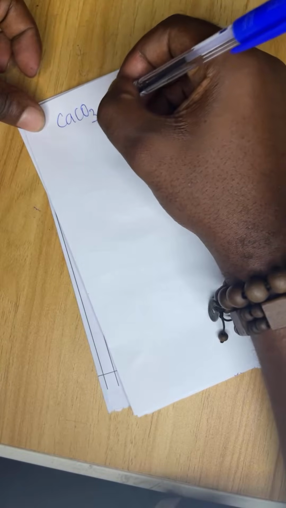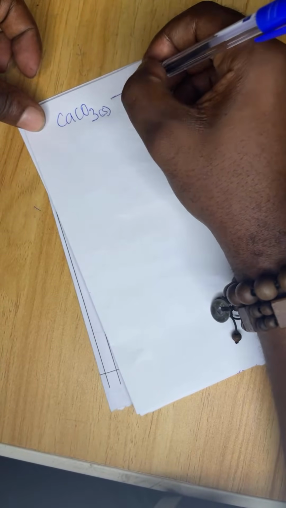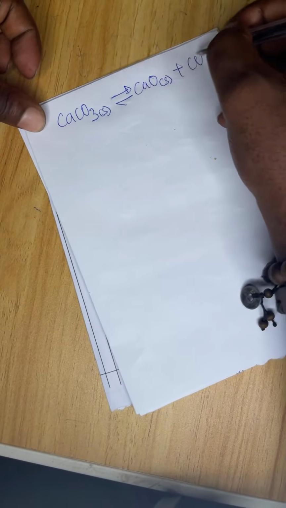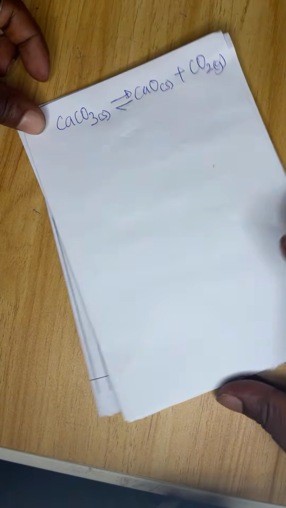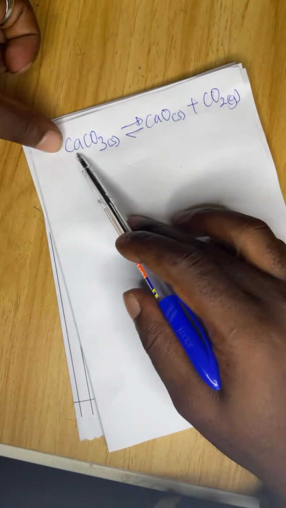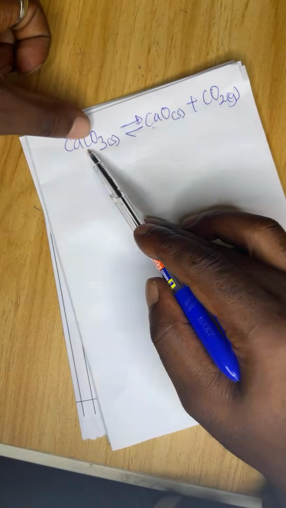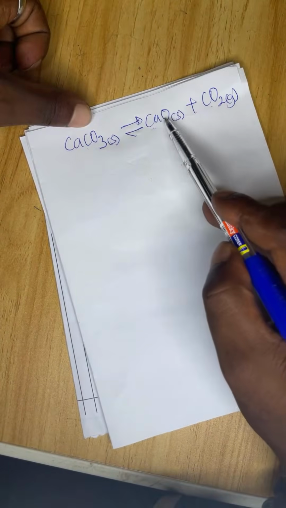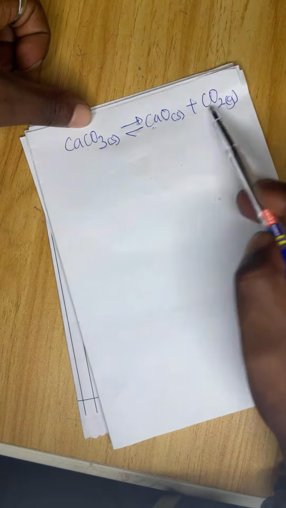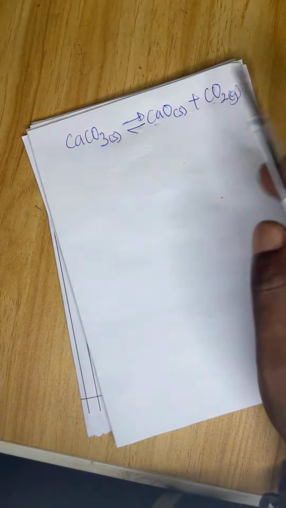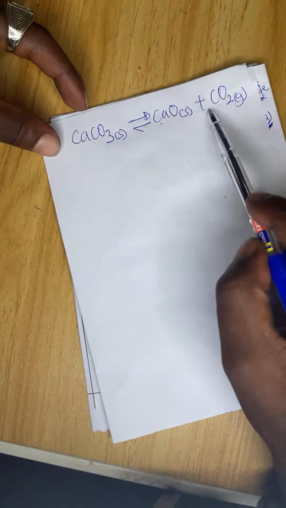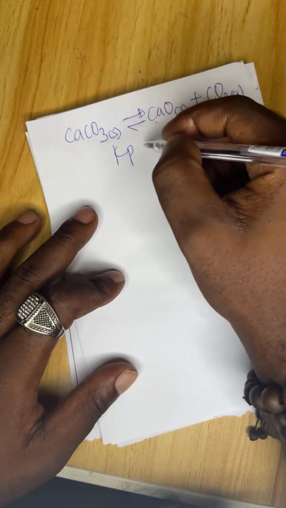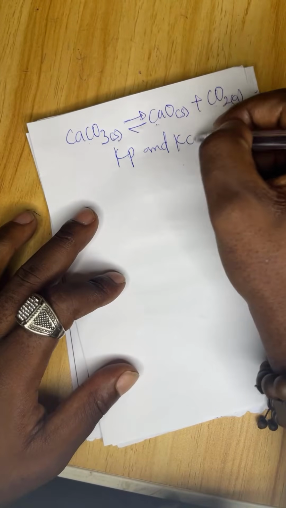CaCO3 solid to give CaO solid plus CO2 gas is balanced. Absolutely. Calcium here is 1, calcium here is 1, carbon here is 1, carbon here is 1, oxygen is 3 here, 0 plus oxygen 1 here plus 2 oxygen here, that's 3. So this is a balanced equation. You are not adding any coefficient. So now let's go. Write Kp and Kc for the above reaction.